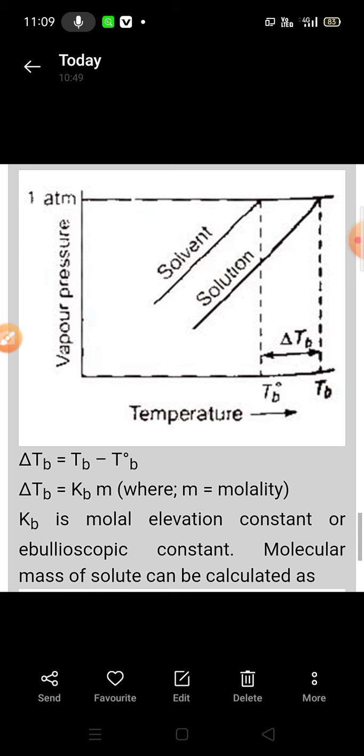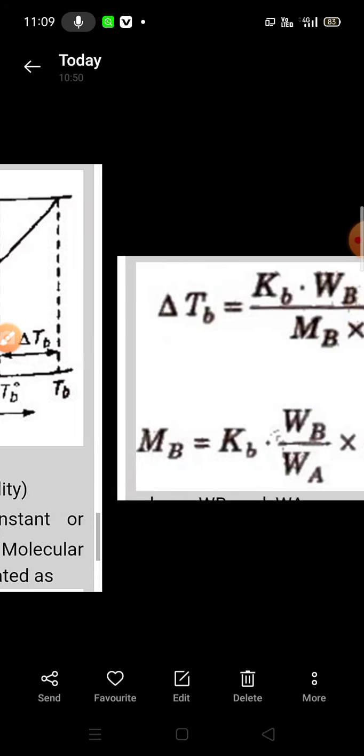Okay, now how can we calculate the molecular mass of the solute? This can be calculated by the same process. Delta TB equals KB into WB into 1000 divided by MB into WA, and finally MB equals KB into WB into 1000 divided by delta TB into WA. This is the final equation, and with the help of this equation we can calculate the molecular mass of the solute.